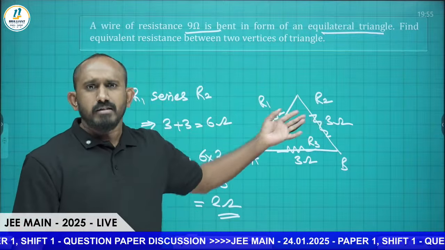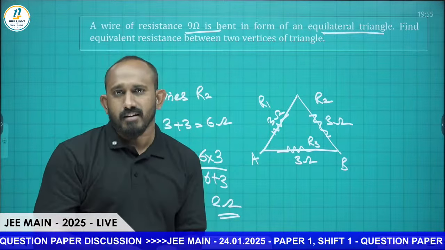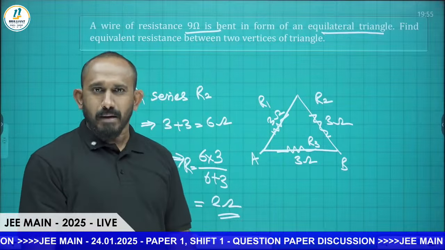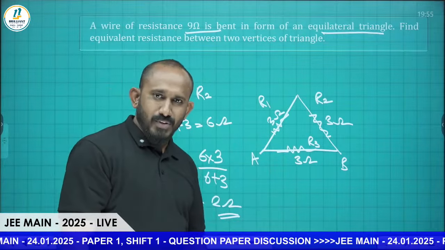So just like similar question you can have, it's bent in the form of a circle. Then what is the net equivalent resistance across the diameter? CBSE board you might practice well. Let's move to the next question.